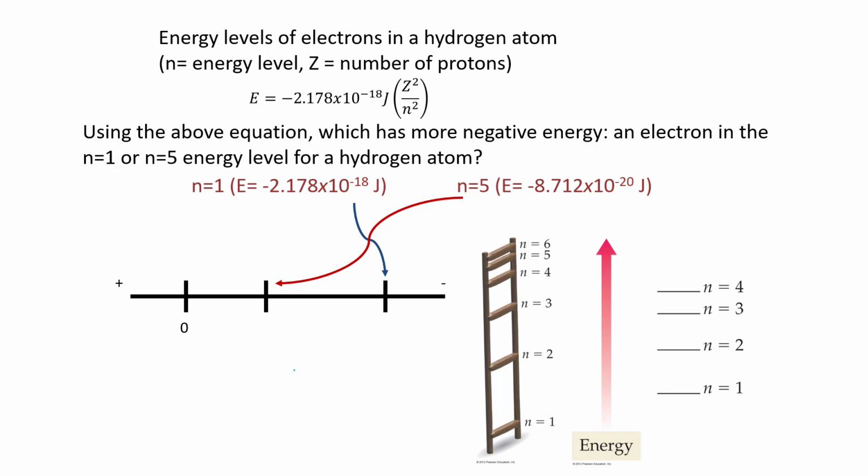So using this math, we get our n equals 1 is negative 2.178 times 10 to the negative 18, and our n equals 5 will get negative 8.712 times 10 to the negative 20. And so which one is closer to 0? Which one is bigger? We've got our n equals 5, whereas our n equals 1 is a lot more negative, and it's 10 to the negative 18 as opposed to the 10 to the negative 20 that we saw for our n of 5. All right, so how does this relate to the whole release of energy?